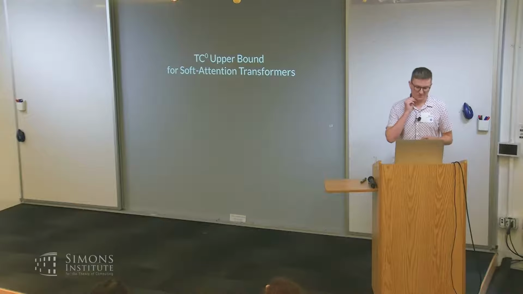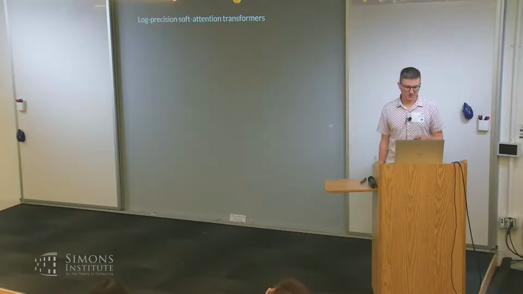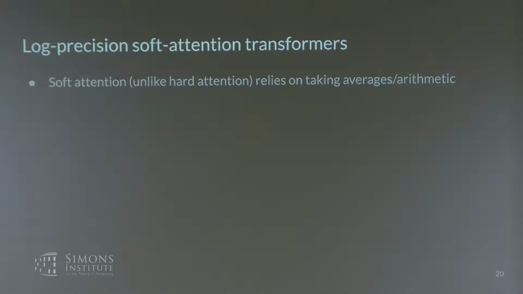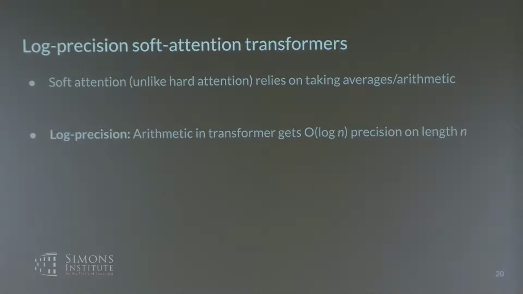So moving on to TC0 and soft attention. First going to define the model we're talking about, because with soft attention, we need to do some kind of arithmetic over numbers, because we're not just retrieving a specific item, we're actually computing averages of vectors. So the assumption we're going to make is that we're operating in log precision, meaning the arithmetic precision in the transformer gets at most log n precision on sequences of length n.